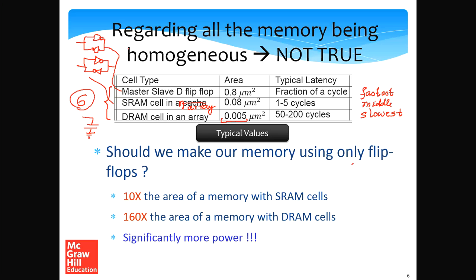So should we make our memory only using flip-flops? Well, it's a very bad idea, because for a given amount of chip area, we'll be able to fit only very few bits. In contrast, it's 10 times the area of a memory with SRAM cells roughly, and 160 times the area of a memory with DRAM cells. These are representative numbers, and also they will consume significantly more power. So we can't use any single technology to make the memory, right? That's the most important take-home point that is coming from this slide: that to make a memory system, there are trade-offs. Maybe I can write down.